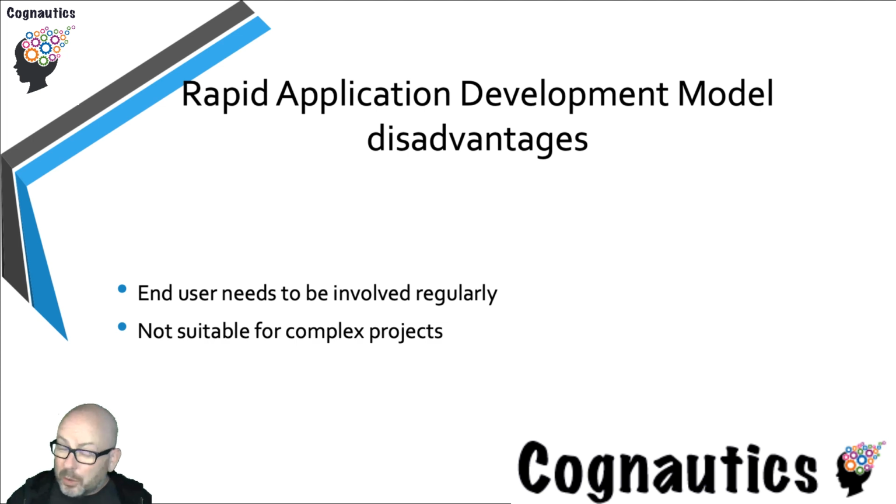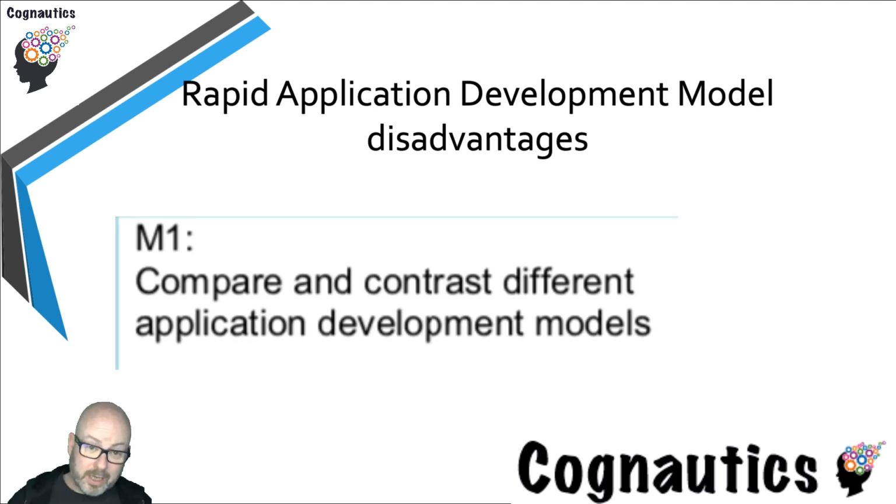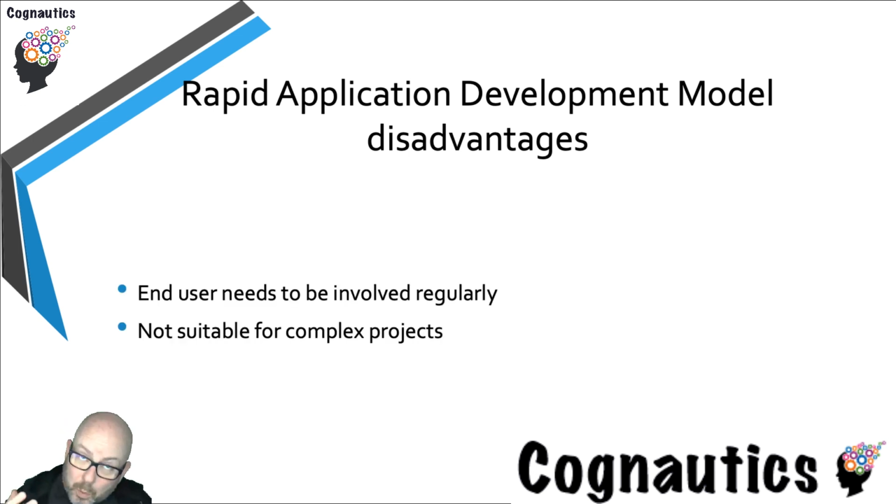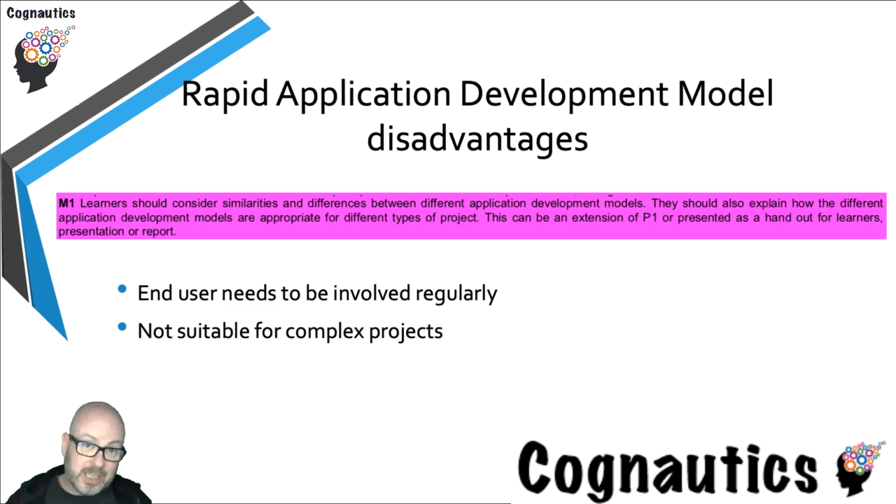So, don't forget, for M1, you're comparing and contrasting and you're talking about advantages, disadvantages, and which project methodology would work for different types of projects. And you've got a bit of a hint here: the size of projects, the complexity of projects, how much you will know about the project up front. These are the sorts of key areas that you need to be thinking about when you're comparing and contrasting for M1.